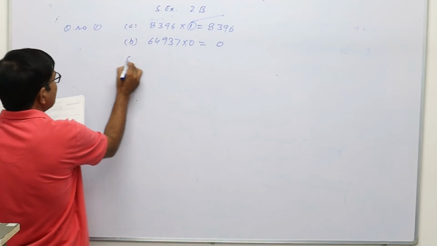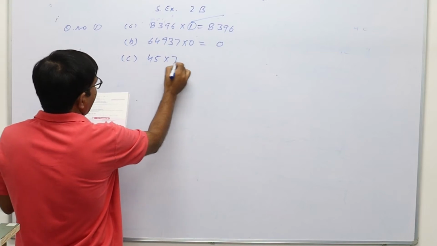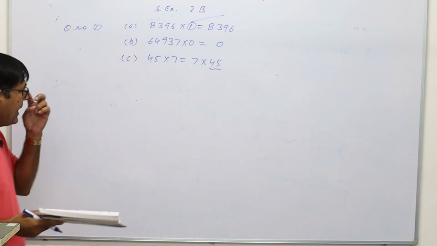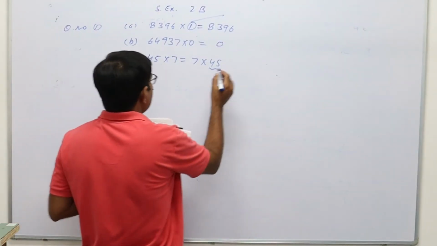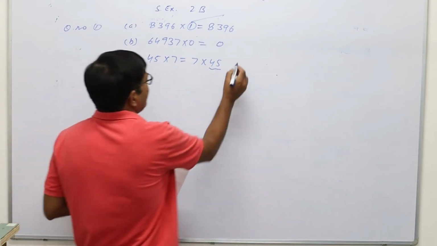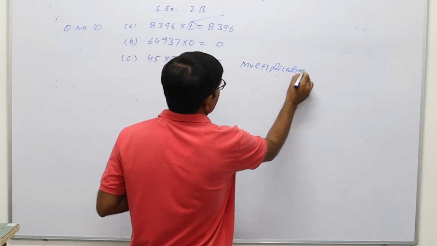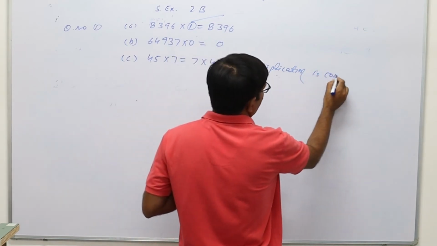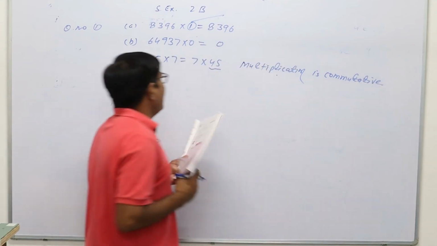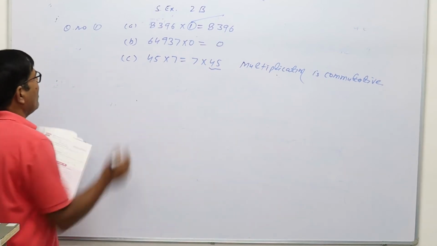Then next, 45 multiplied by 7 will be equal to 7 into 45. So this is multiplication is commutative. If we multiply 45 with 7 or 7 with 45, this multiplication is commutative. That is, if A is multiplied with B or B is multiplied with A, the result will always remain the same.